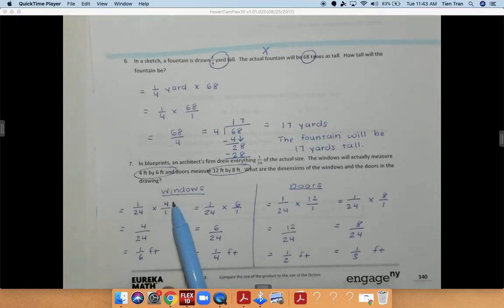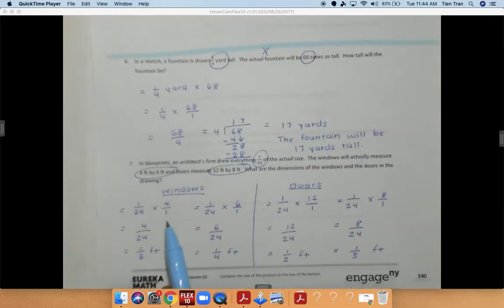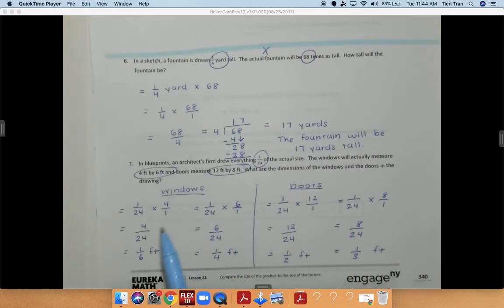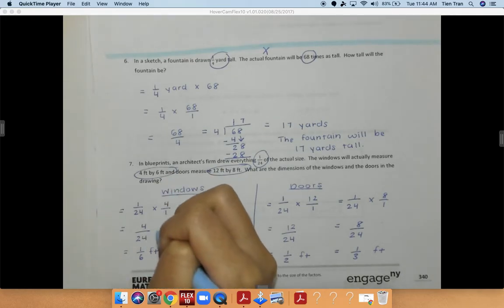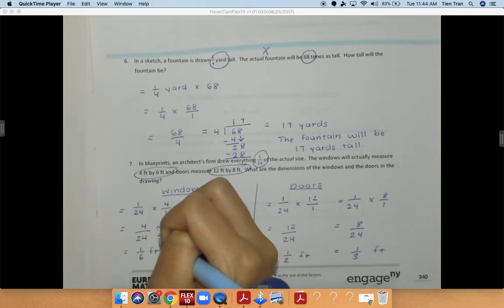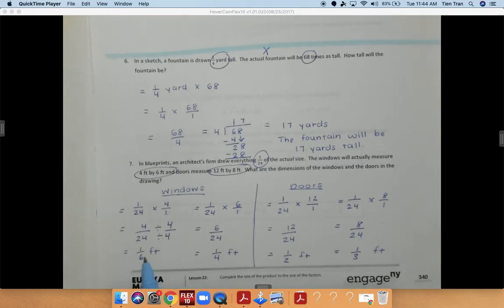First, we're going to find out what the windows are. So the windows, it says here that the windows will actually measure 4 feet by 6 feet. So what I'm going to do is multiply 1/24 times 4 and times 6 to figure out the dimensions. 1 times 4 is 4. 24 times 1 is 24. So 4 divided by 24, I can simplify this by 4/4, and that gives me 1/6.